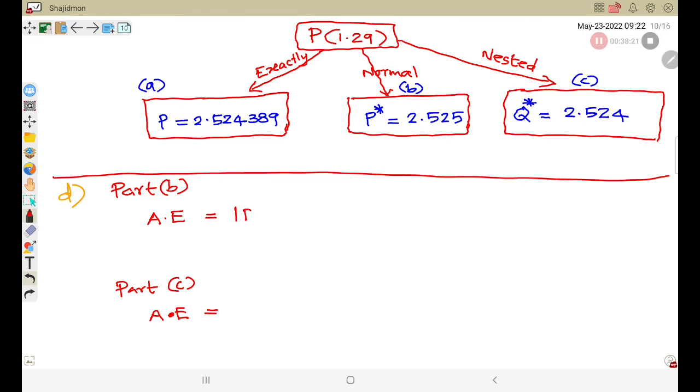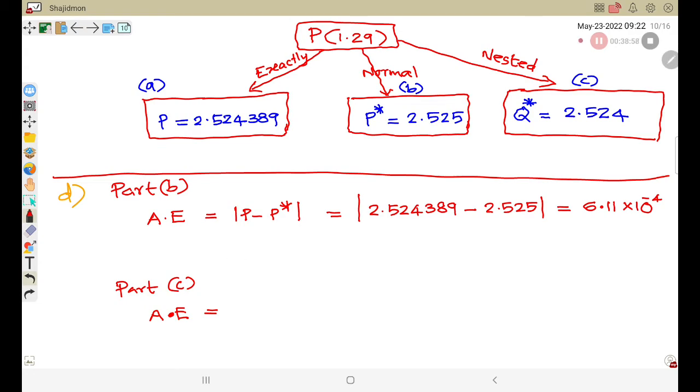What is the absolute error? P minus P star, correct? What is the P number? The original number, the exact number, 2.52438, minus P star. P star means the normal method approximate number, 2.525. You will get this number, 6.11 multiply 10 power minus 4 approximately. Okay, 6.11 multiply 10 power minus 4.